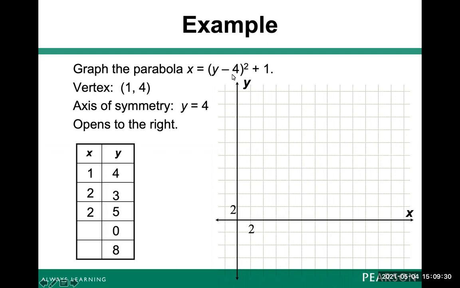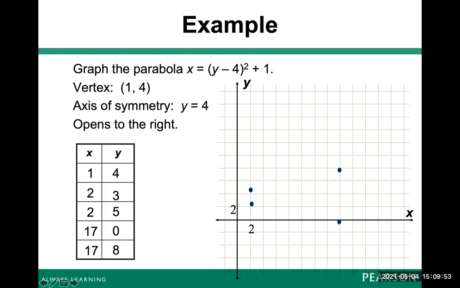Next, we have 0 minus 4 is -4. The square of -4 is 16. 16 plus 1 is 17. And then finally, y equals 8. 8 minus 4 is 4. 4 squared is 16. 16 plus 1 is 17. So we plot those points.